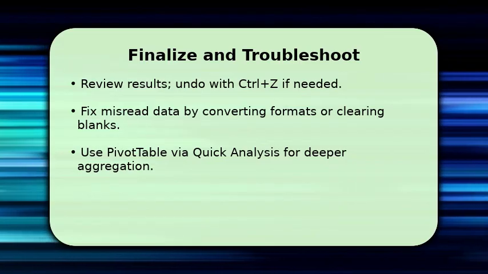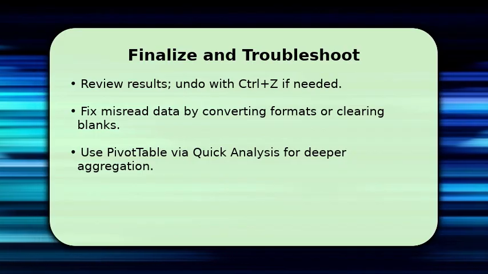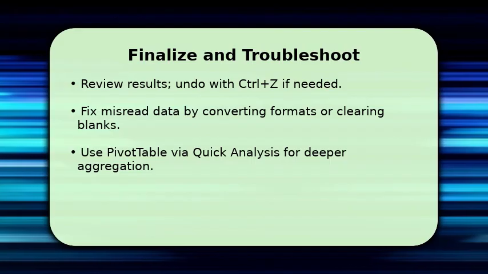For complex summaries, choose Pivot Table from the panel and drag fields to rows and values. If previews still mislead, check for merged cells, unmerge them, and repeat the quick action to resolve the problem.